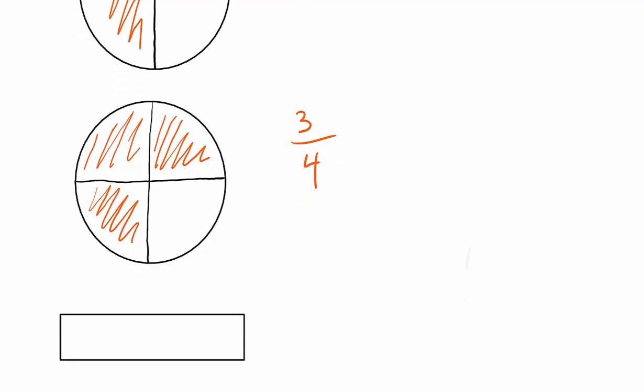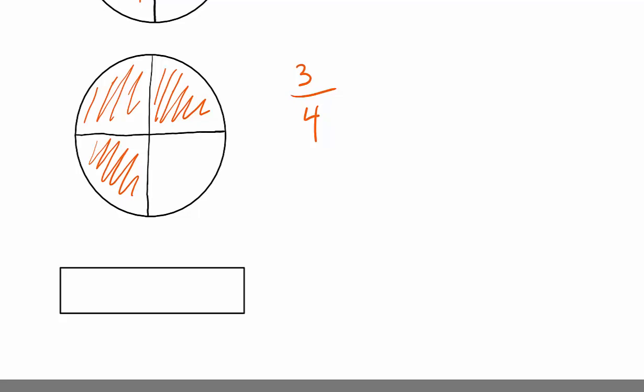Now, it doesn't have to just be a circle. I could do any other shape. If I had this and I broke this into 3 equal parts, and I wanted to shade this, then I have 2 out of 3 parts shaded, or I have 2/3.